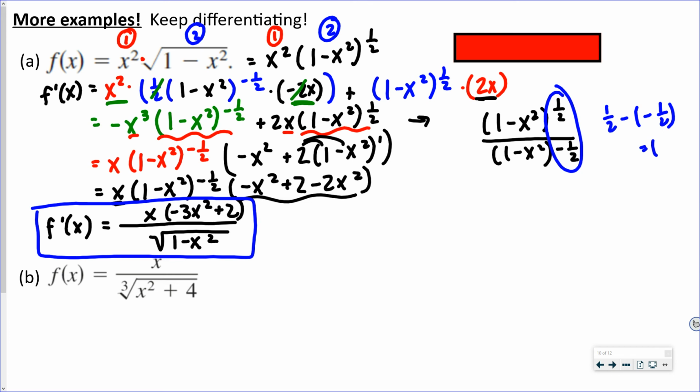I'll say this again. I only needed calculus for the first step. The rest is just algebra.